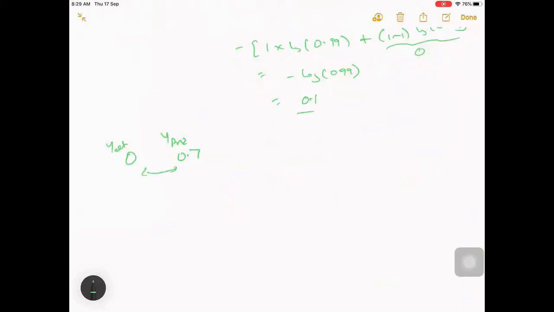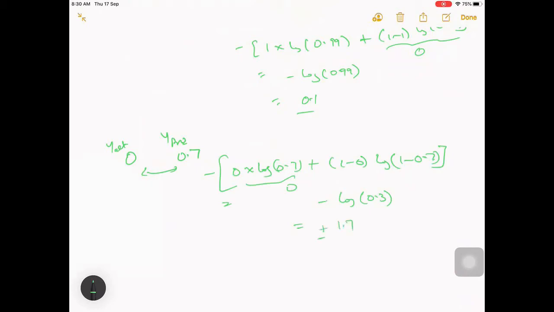So minus of y actual into log y predicted plus 1 minus 0 into log 1 minus 0.7. So this part is 0, so we have minus log 0.3. Minus log 0.3 is like some 1.7, and it will be minus before. So you'll be getting some 1.7 here. So this is the difference between those two.